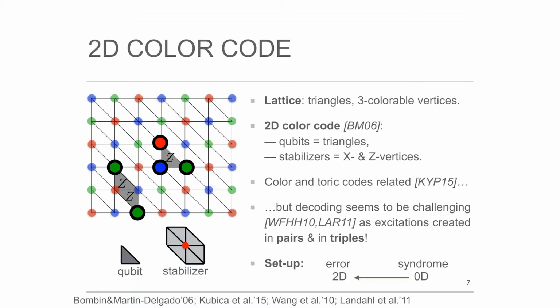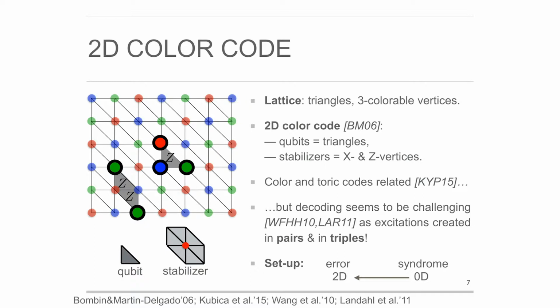And what's the origin of this seemingly difficult thing? So in the toric code, as I was saying, we can create excitations only in pairs, and the decoding boils down to pairing up points. However, in the color code case, we can create excitations in pairs, but also in triples.